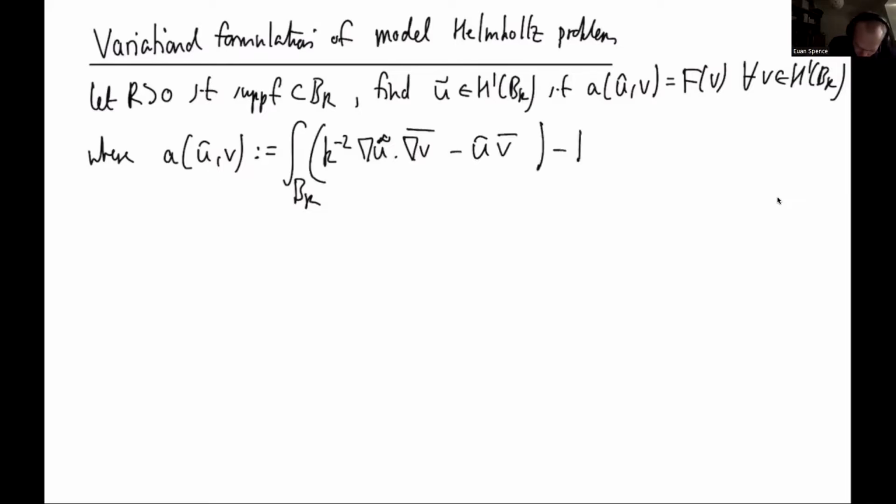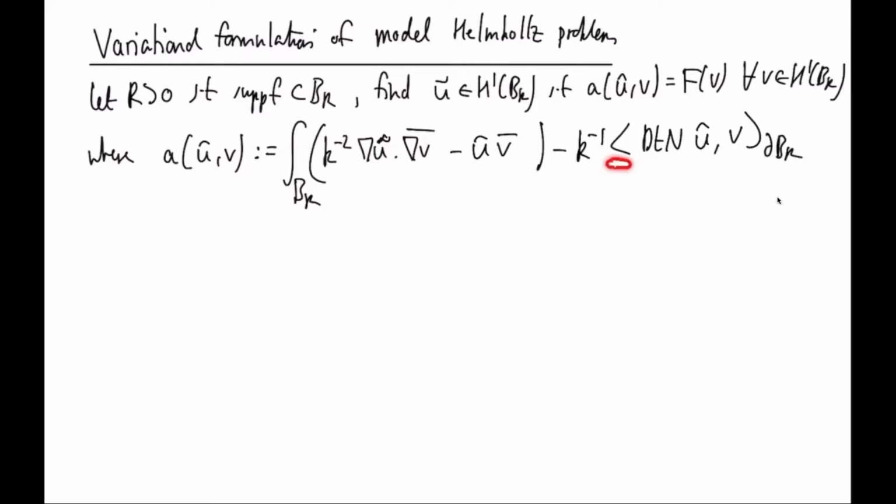Now I've got some term on the boundary, on the outer boundary of this ball, and it involves this map I'm going to call DtN. Here, these angle brackets mean the duality pairing, but if you don't know what this means, just think L2 inner product on the boundary of this ball. And this map DtN is the exact Dirichlet-to-Neumann map for the Helmholtz equation in the exterior of a ball.